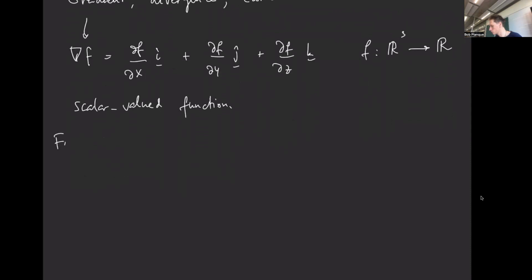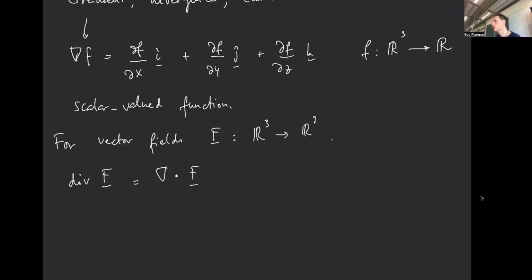And for vector fields rather than scalar fields, for which we use this capital letter and an underscore, that are, for instance, from R3 to R3, it could also be R2 to R2, we have the divergence, which I will sometimes denote as this, and I will sometimes denote as that. The inner product between the nabla symbol, or vector with partial derivatives, and f itself.